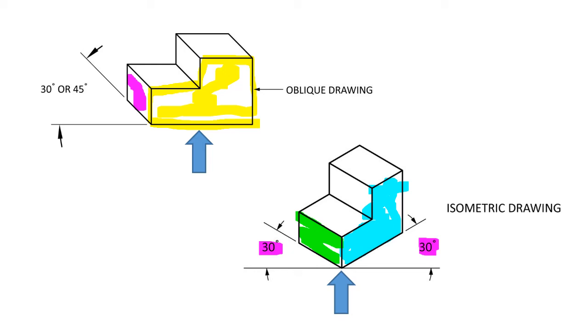So there's going to be a bunch of questions about these. If you're looking at a corner, it's an isometric. If you're looking at a face, it's an oblique drawing. So that's the difference between the two.